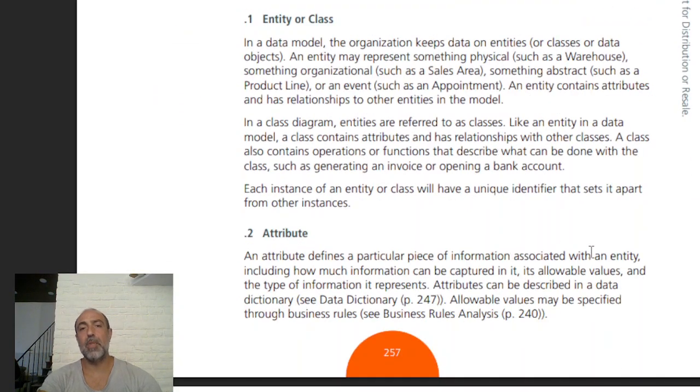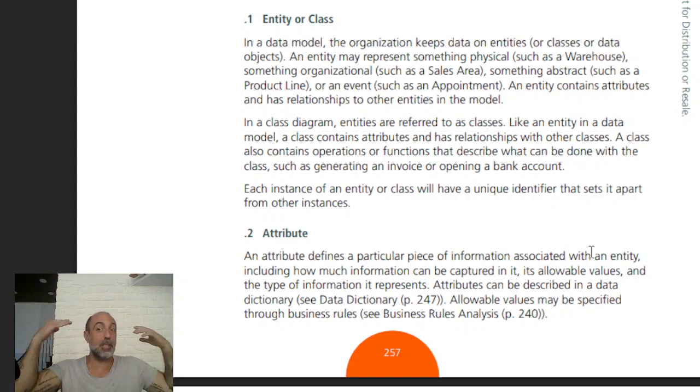And what are the elements? Entity or class. An entity is basically, in a data model, the organization keeps data on entities, or classes or data objects. An entity may represent something physical, such as a warehouse, something organizational, such as a sales area, something abstract, such as a product line, or an event, such as an appointment. An entity contains attributes and has relationships to other entities in a model. In a class diagram, entities are referred to as classes. Like an entity in a data model, a class contains attributes and has relationships with other classes. A class also contains operations or functions.